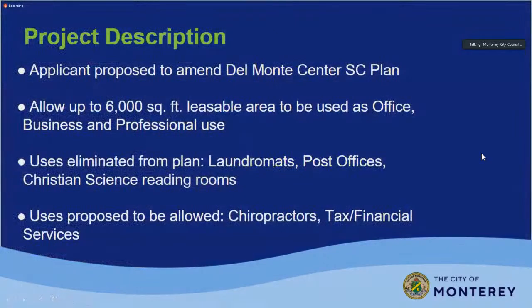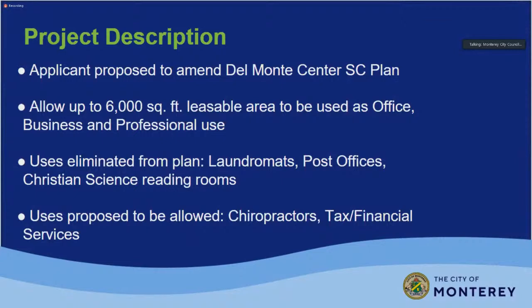So what is the project? Our project description: the applicant has proposed to amend the Del Monte Center SC plan, the shopping center plan. It's the land use document for the shopping center. It was drafted, I think, initially in the early 60s and has been amended over time, more recently in 2009.